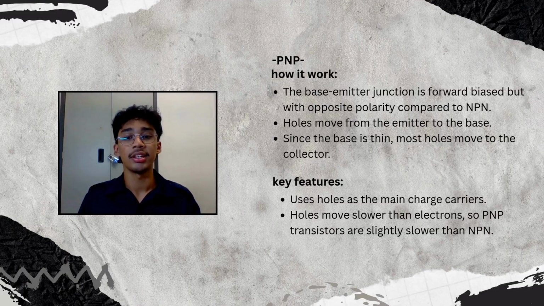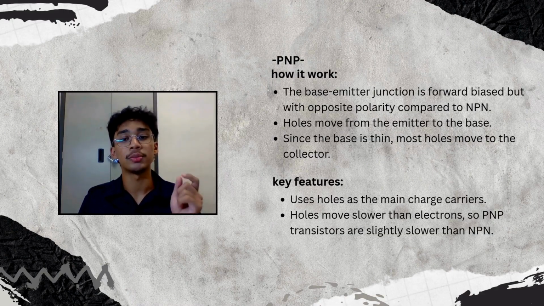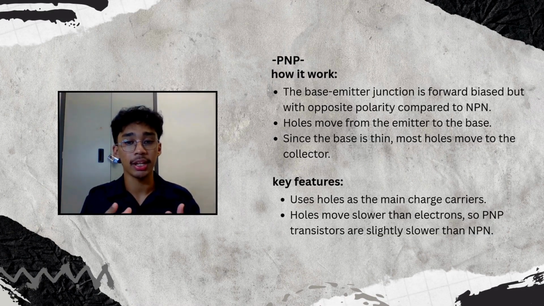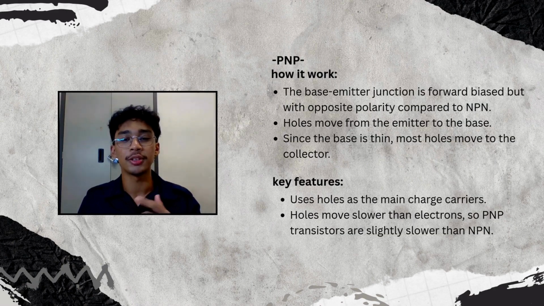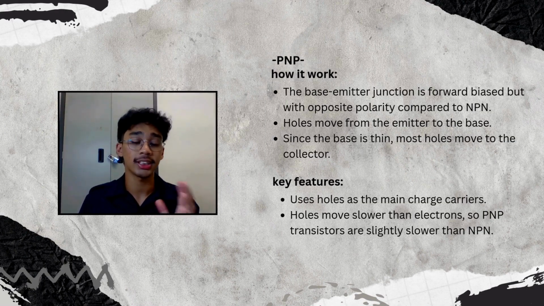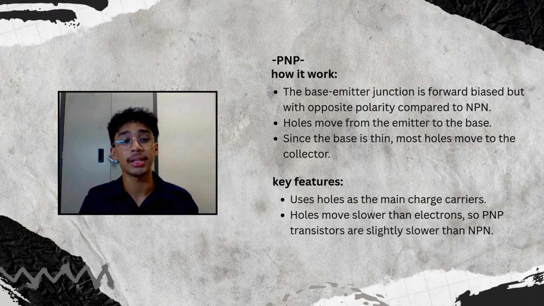For the PNP, the base-emitter junction is also forward biased, but with the opposite polarity compared to the NPN. Holes move from the emitter to the base. Since the base is thin, most holes move to the collector. The key feature is that it uses holes as the main charge carriers. Holes move slower than electrons, so PNP transistors are slightly slower than NPN. So that's the difference between NPN and PNP.